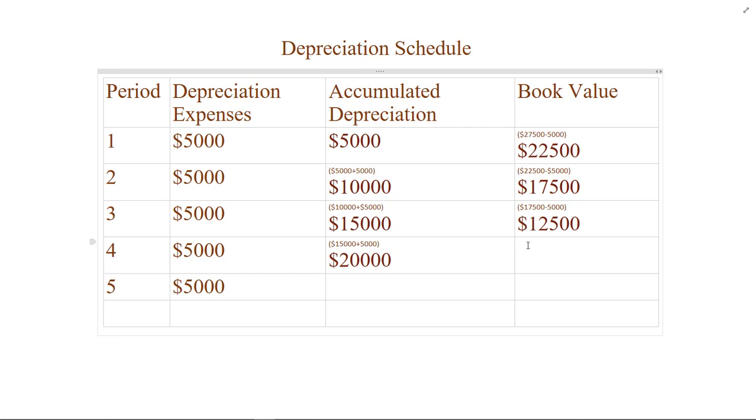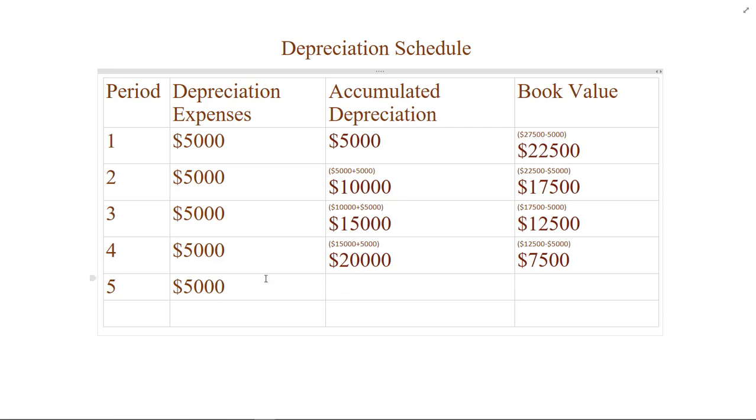Now coming to the book value. In the book value, we are going to deduct. Deduct what? 5,000 from 12,500, because the book value is 12,500 minus the depreciation expenses for the current year, that is 5,000. So 12,500 minus 5,000, that's equal to 7,500. So students, it means the value of the asset after the fourth year will be 7,500.